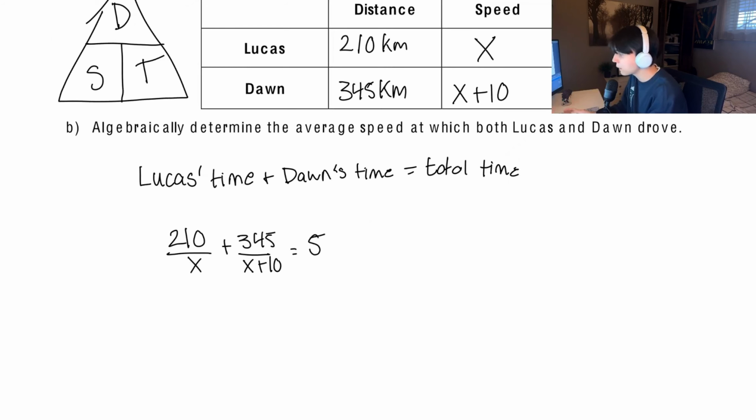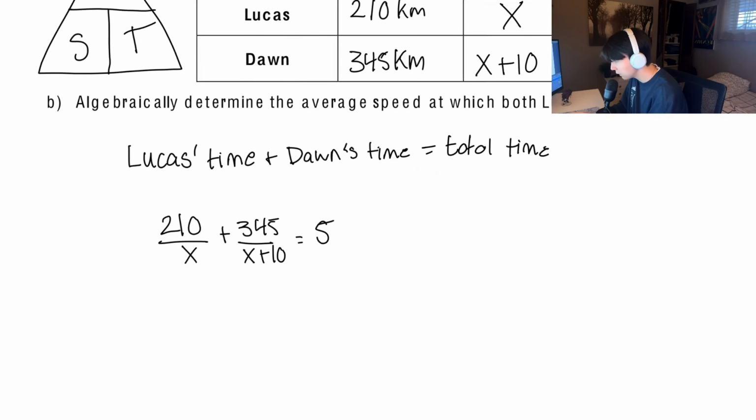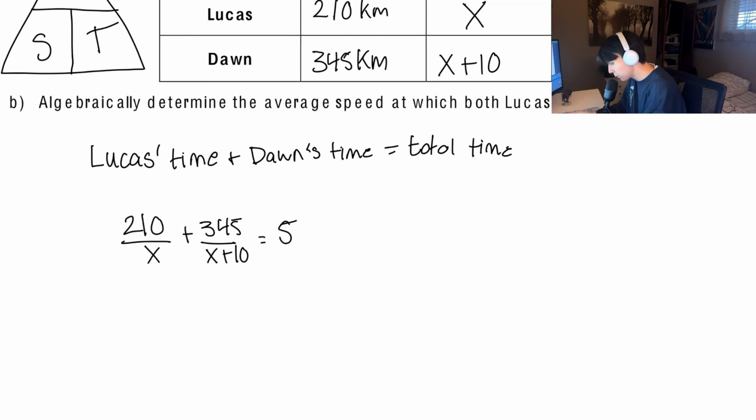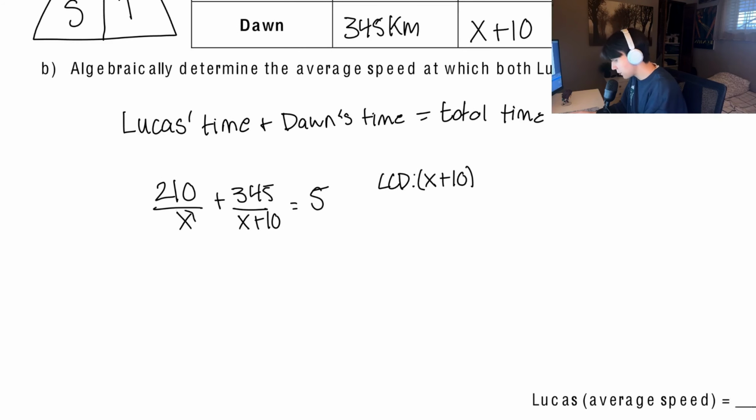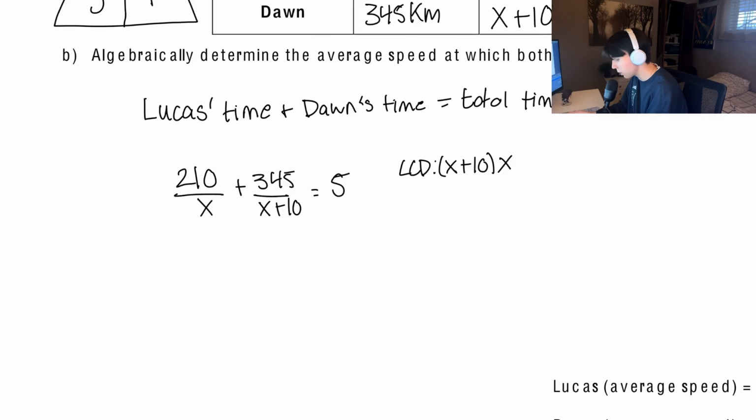Okay, now we actually have to look for an LCD. So this might be a little hard. What we have to do is, again, look at what's common here. So x plus 10 is going to be part of our LCD, so x plus 10 in brackets maybe. But also we have this x, which is unaccounted for, so we're just going to add that there. So x times x plus 10 is our lowest common denominator, because there's nothing else here that we have to worry about.